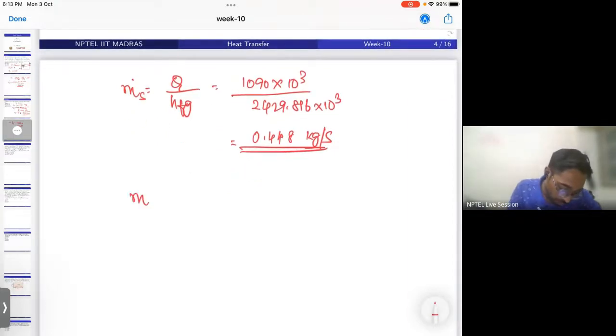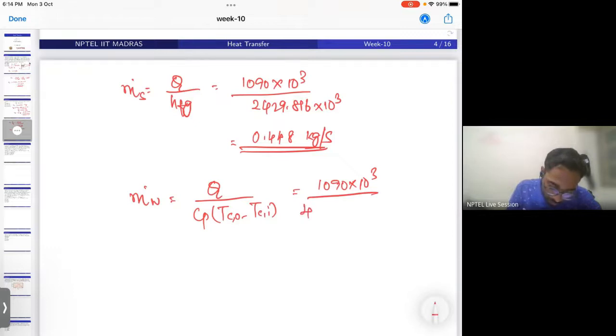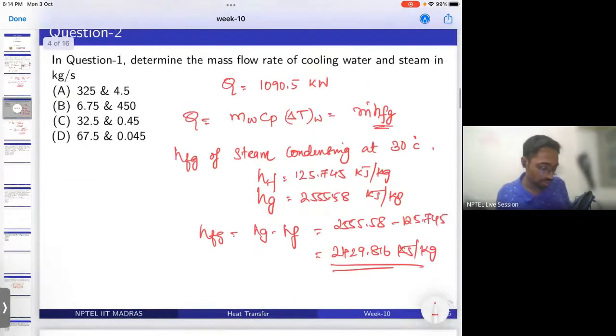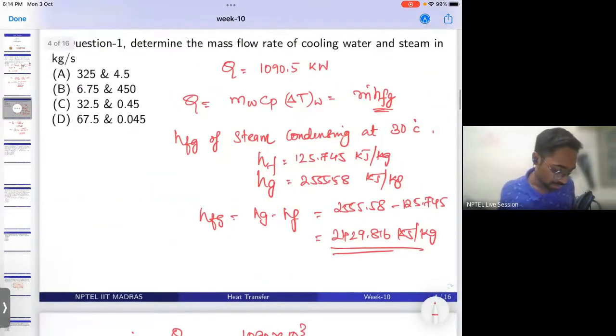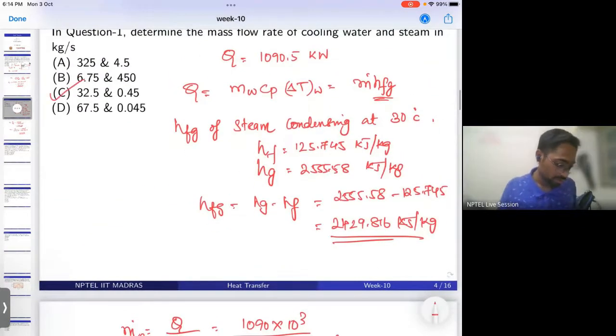Next, we need to find out what is the mass flow rate of water. That is also simple. That is Cp (Tco minus Tci), which is 1090 into 10 raised to 3. I'm taking Cp as 4180, 22 minus 40. Right. We will get the answer as 32.618 kilogram per second. So this is the mass flow rate of water, and the corresponding closest answer is C.